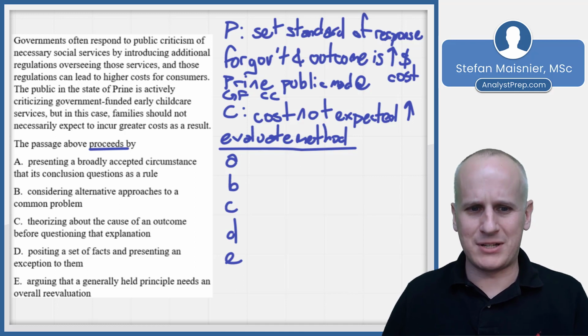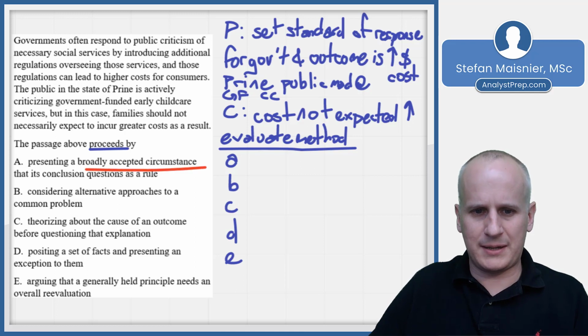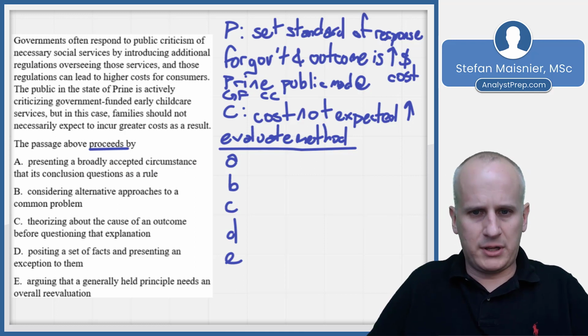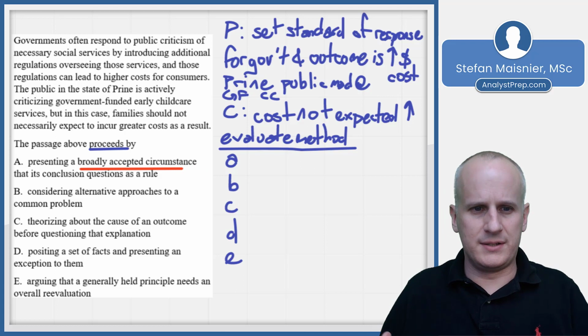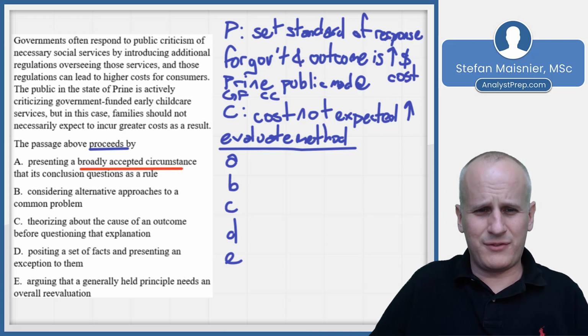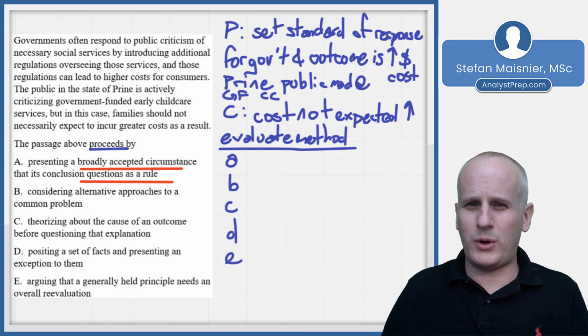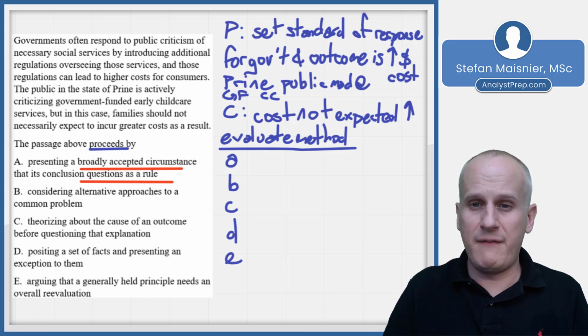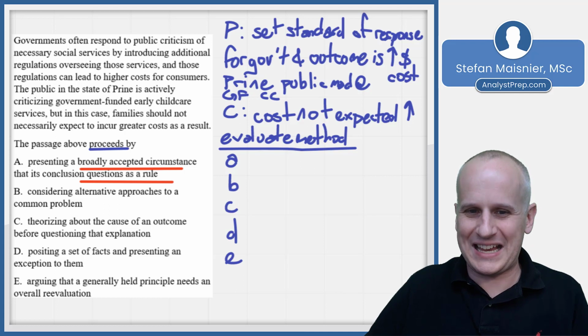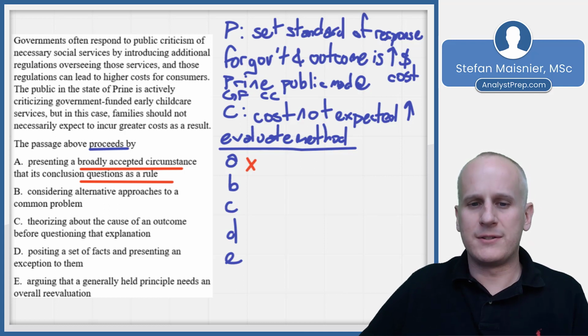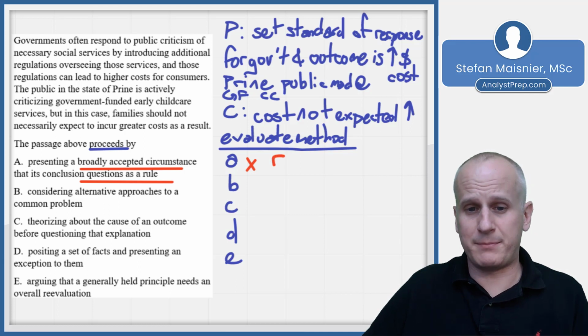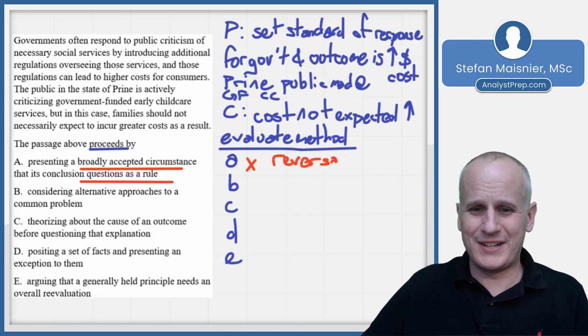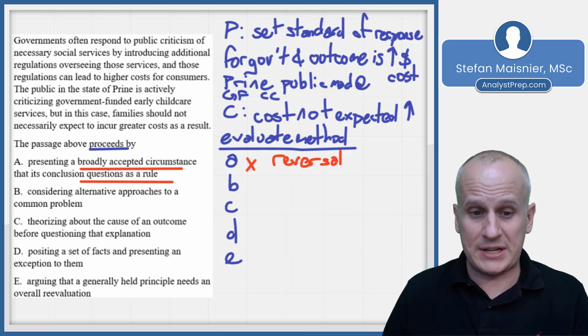Weirdly phrased, absolutely. But there is a broadly accepted circumstance that when government increases the regulations, costs increase, but then we've got questions as a rule. Well, questions on an individual basis. So the second half is wrong. So this is basically a reversal of the task because we know that it doesn't question it as a rule. It just says there's an exception here.